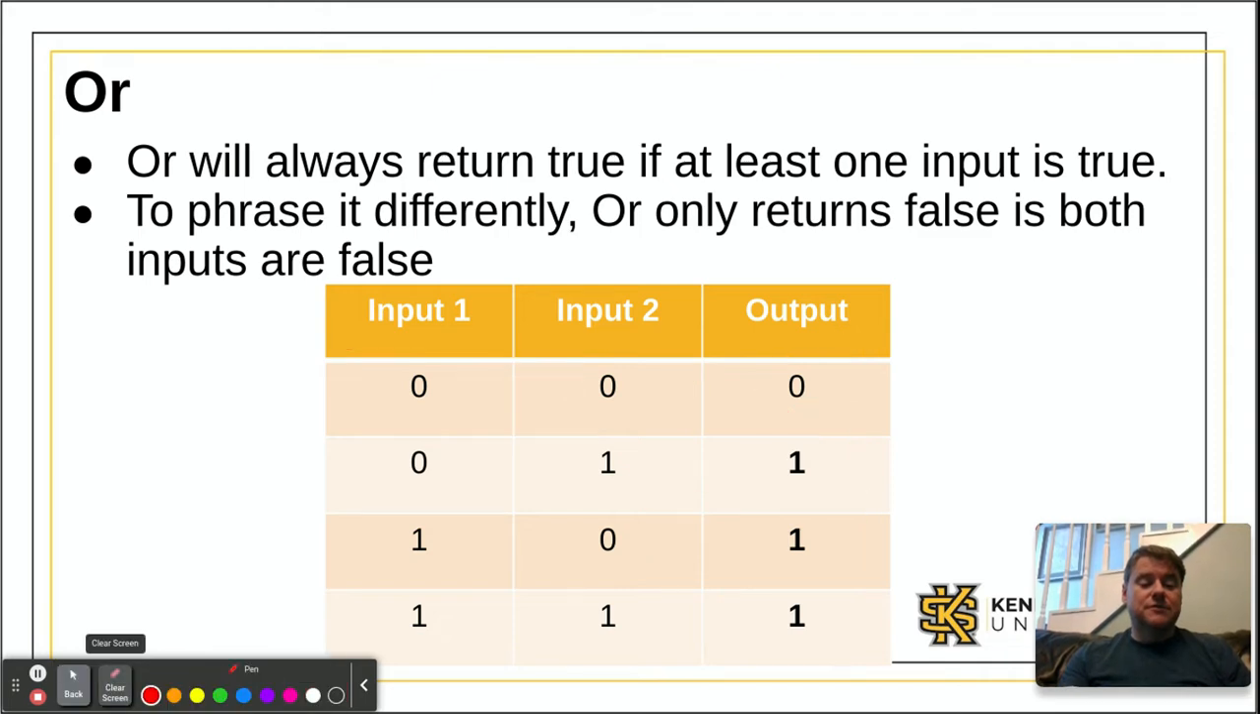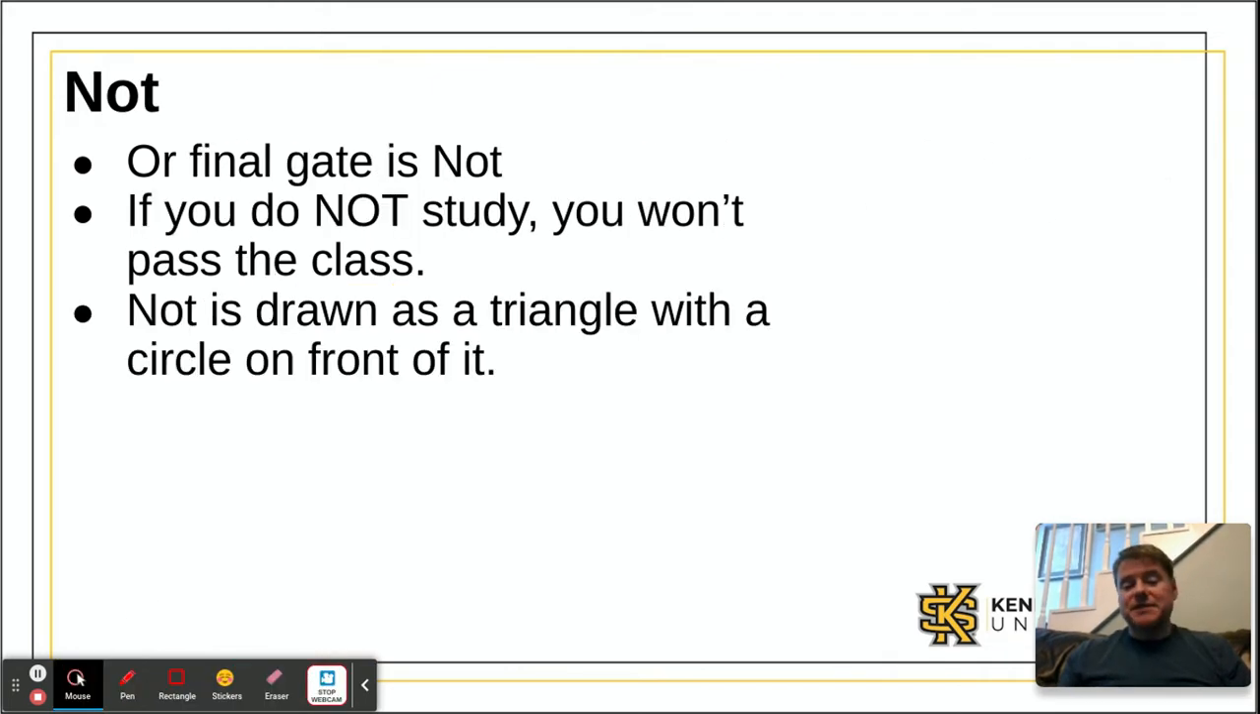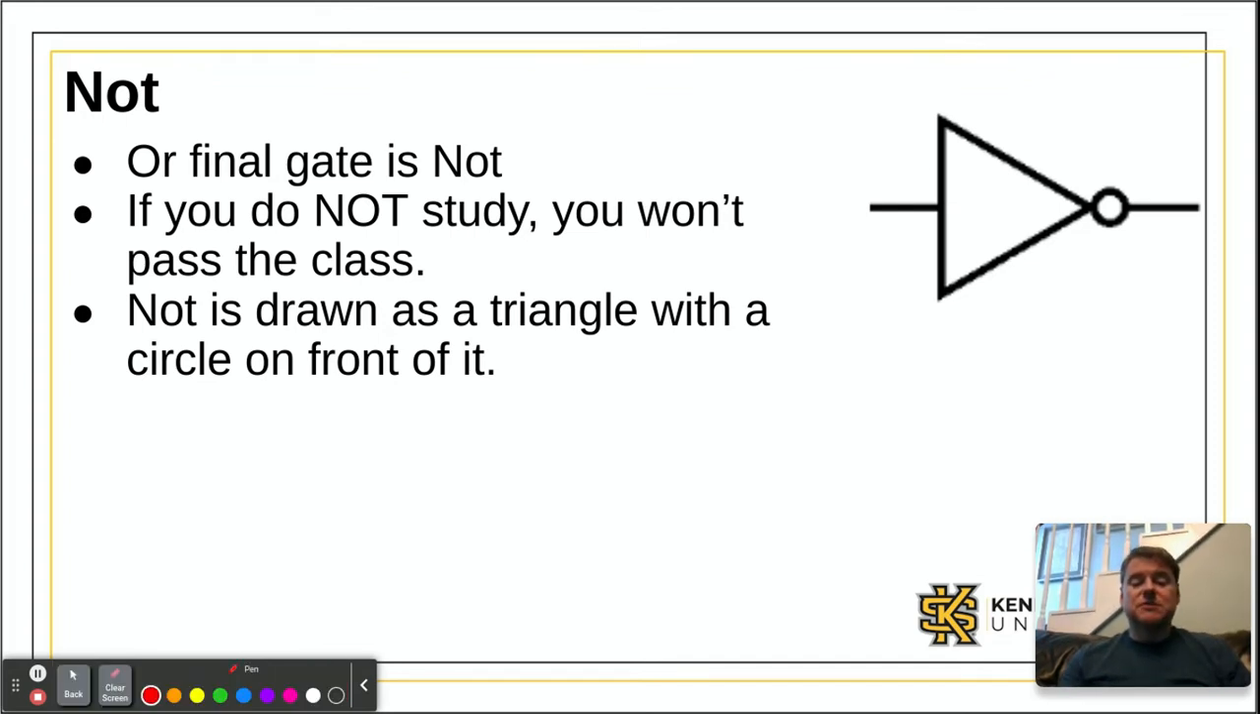What else you got? Well, we got one more basic gate, which is called a NOT gate, and it's drawn like a person's on their side. So it's a triangle with a circle and a line on front of it. The OR gate and the AND gate both had two inputs, but the first thing to notice about a NOT gate is that it only has one input. One input, one output.